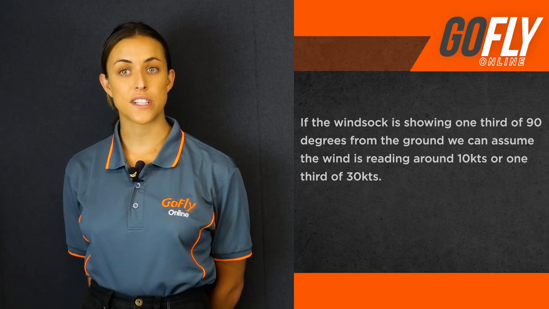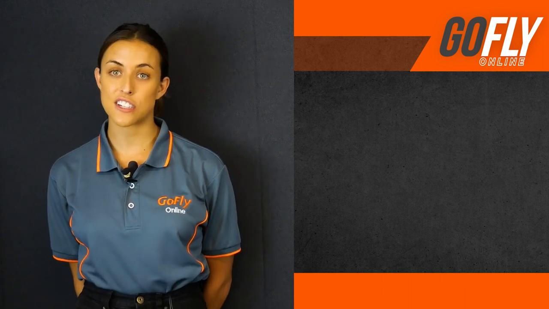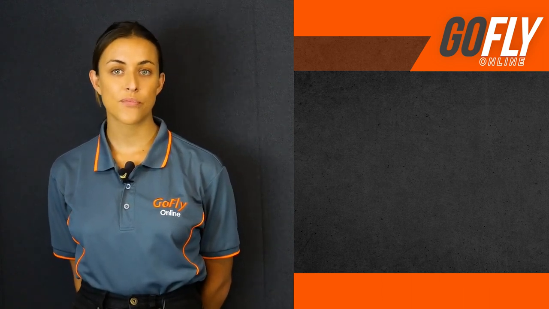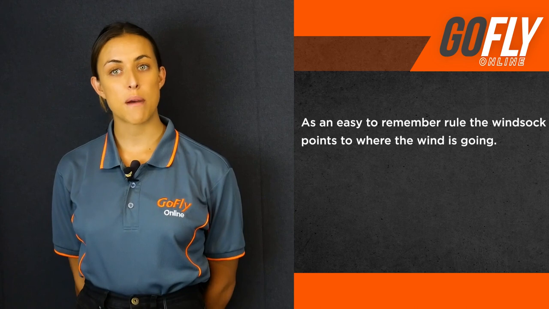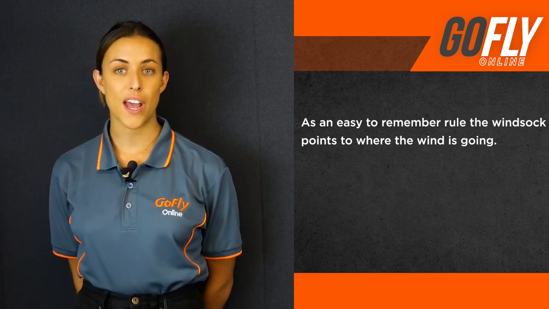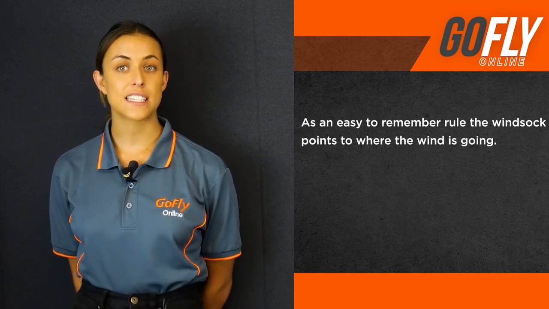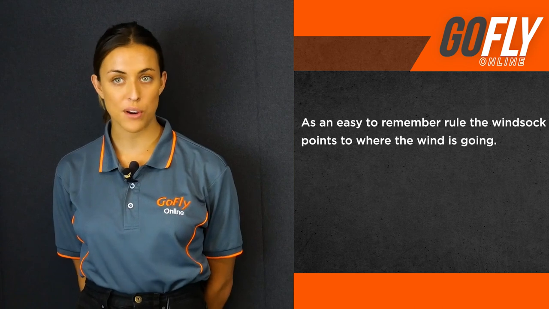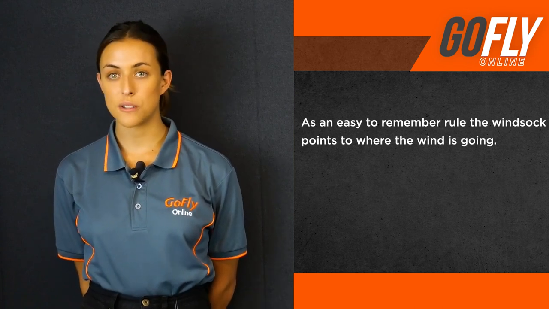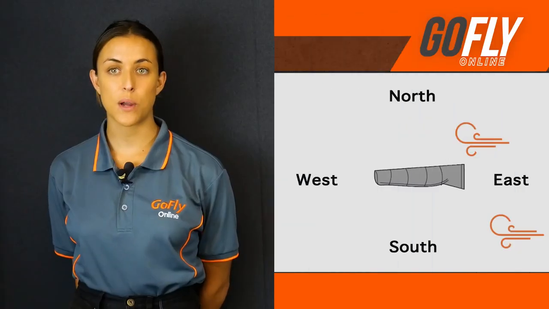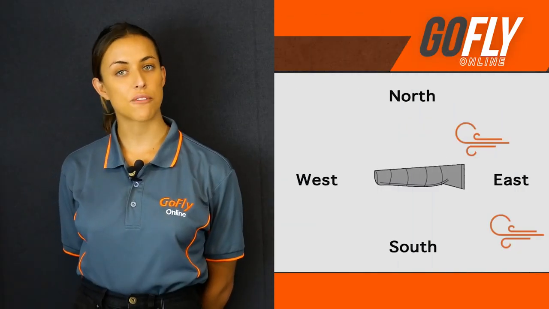The other great thing a windsock can do is indicate the direction the wind is coming from. As an easy to remember rule, the windsock points to where the wind is going, meaning the tip of the windsock will always point to where the wind is traveling to. Very simply, this means if the tip of the windsock is pointing west, we know the wind is coming from the east.